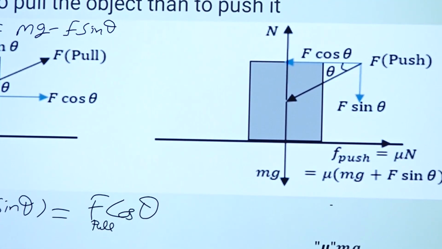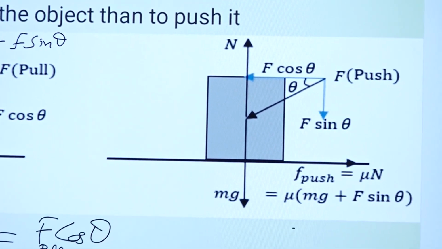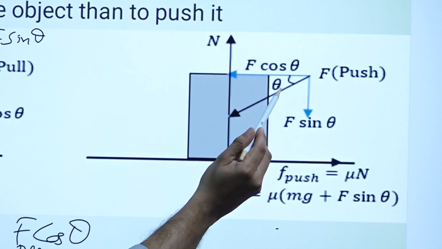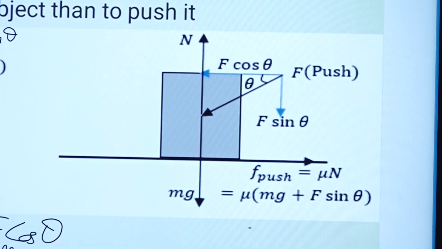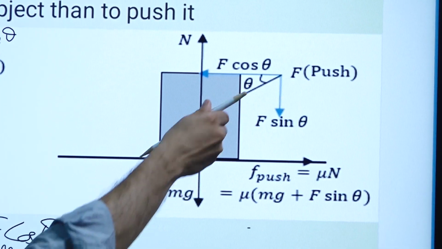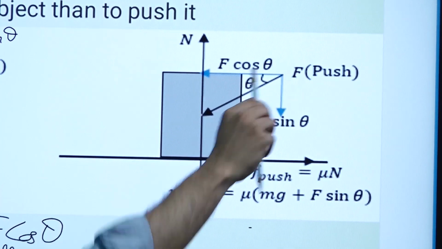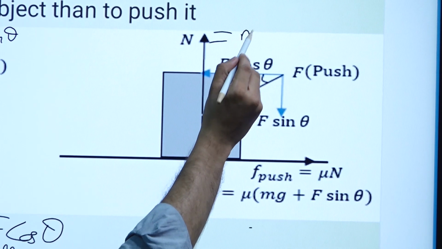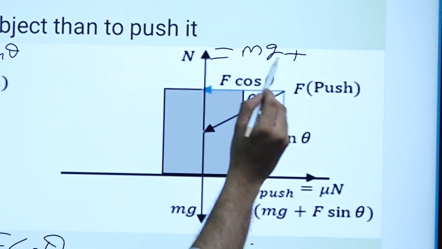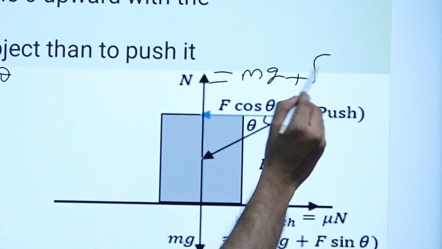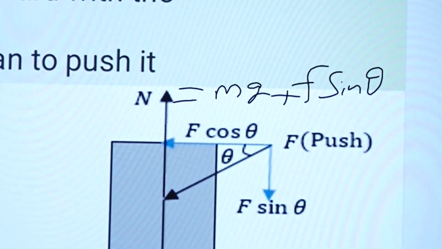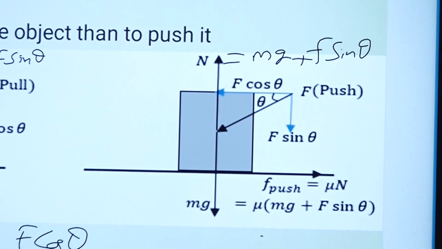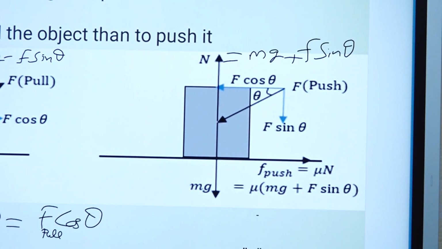So in this case, F push, you are pushing the block downward. When you are pushing the block downward, you can see that it is making angle theta, and again we are going to resolve the forces in x and y direction. In x direction it will be f cos theta, in y direction it will be f sin theta. Now again the normal force will become mg plus f sin theta. Mg is downward, f sin theta is downward, right? So normal force is increasing, which means your friction force will increase, right? That's why it is very hard to push the block.